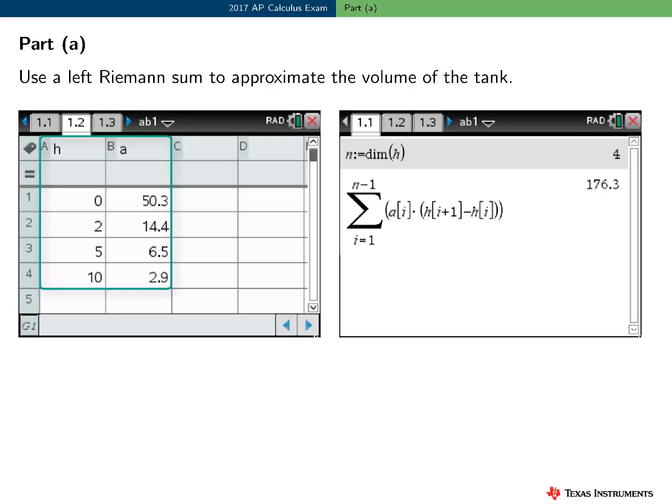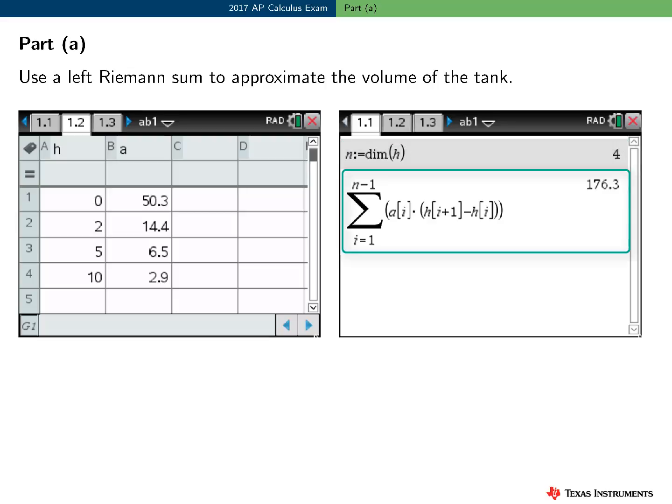Using the TI-Nspire, I first entered the values of h and A in a lists and spreadsheet page. On a calculator page, I first found n, the number of values in the list h. And here's a formula for the left Riemann sum. Note that the subintervals in this case were of unequal length, and this formula accounts for that generalization.